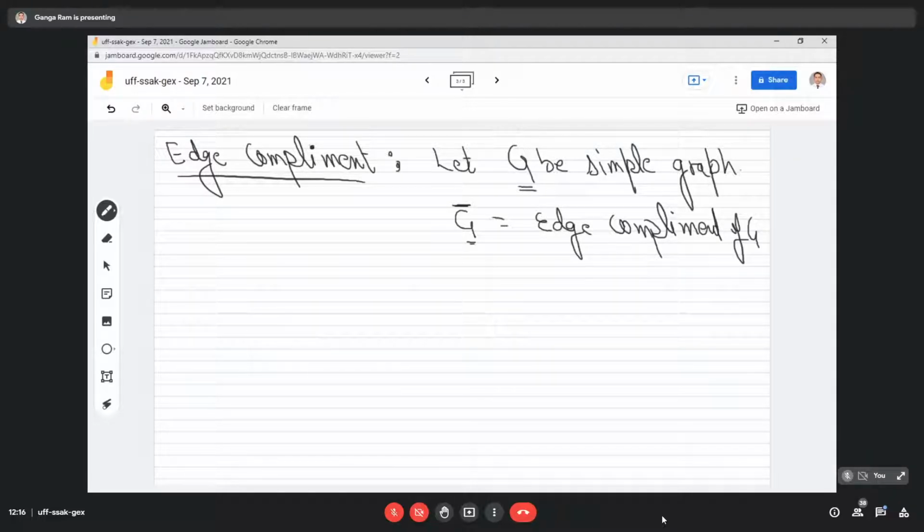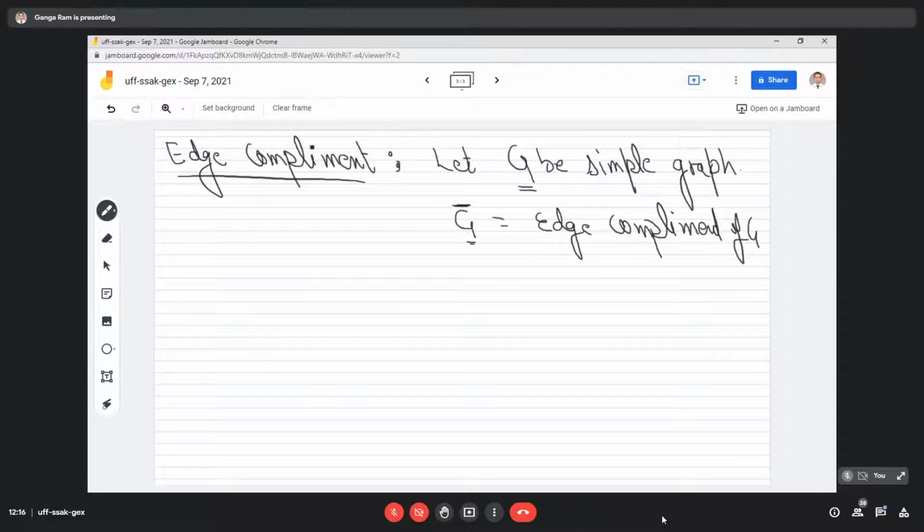Vertex, and because a graph is nothing but a set of edges and vertices. If you know the set of vertices and the set of edges, then you can easily define and easily draw a graph. So we have to know about the vertex set of G bar and the edge set of G bar.